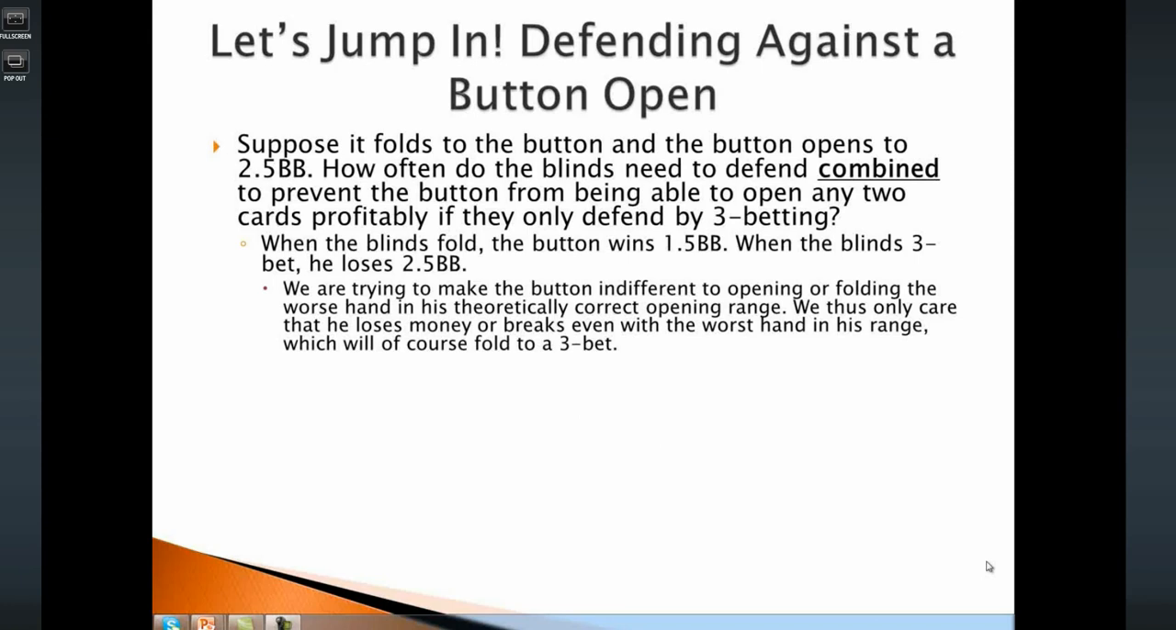We're never going to be able to make our opponent indifferent to opening a hand like Ace-10 or Ace-Jack or even a hand like Jack-10. Those are all too strong of hands, so that's not what we're focused on. We're focused on making him indifferent to opening with his worst hand.